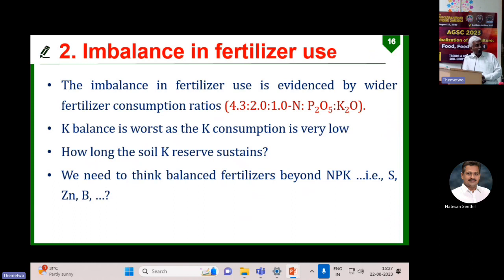Because K consumption is very low, in due course of time there are a lot of problems associated with the K reserve. That is, there will be a lot of problems of deficiencies. We need to think of balanced fertilizers beyond NPK. That means we used to talk about NPK; we are going beyond NPK to calcium, magnesium, sulfur, micronutrients and all. These have to be taken care of.